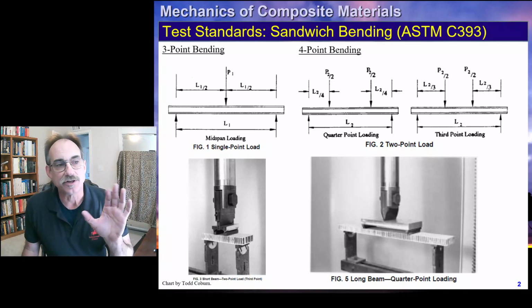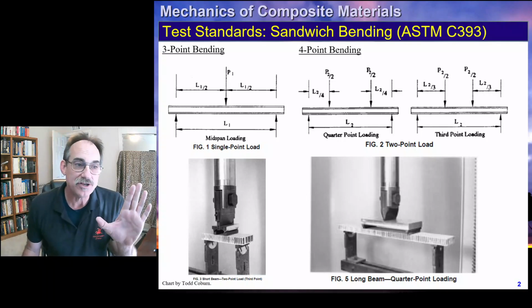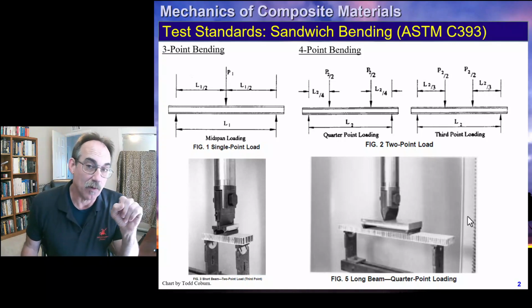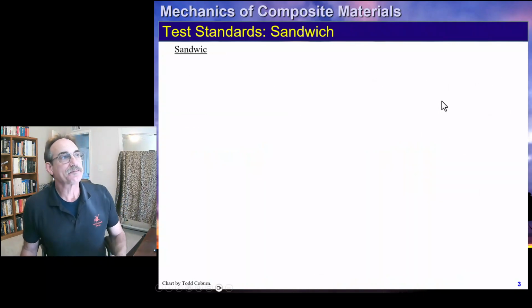So this is generally used for evaluating the face sheet allowables for sandwich in bending, and it's sometimes used as a conservative estimate of the compression allowables of the sandwich, although it obviously won't pick up shear crimping.